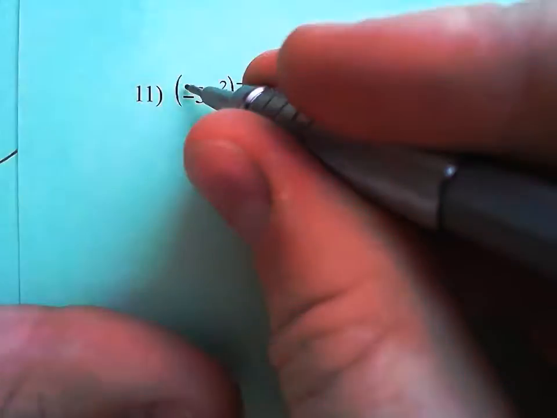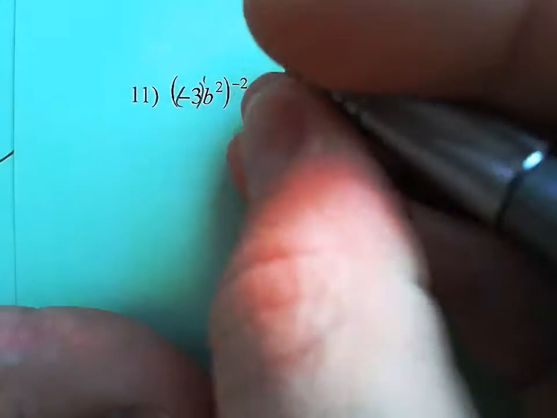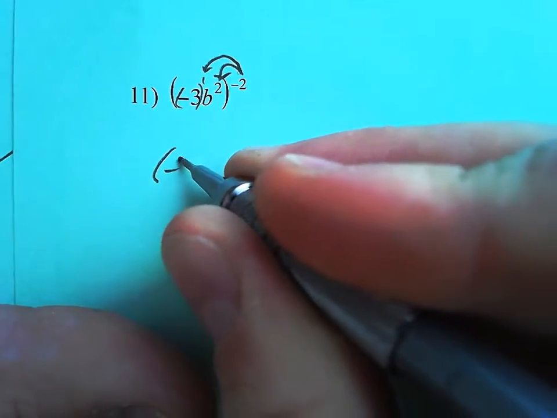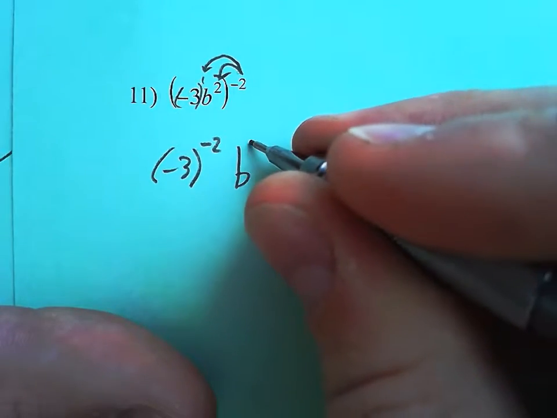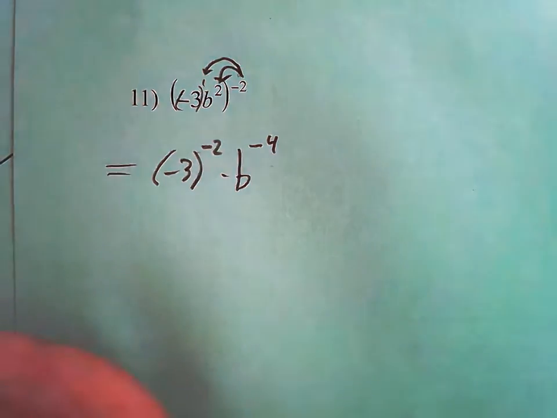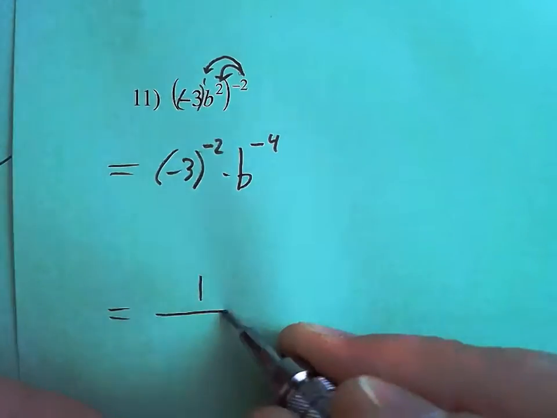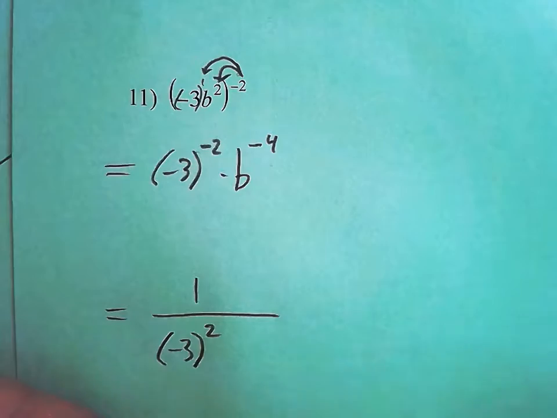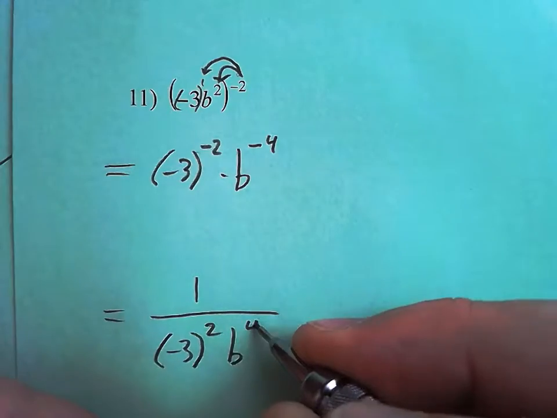Okay, this one, remember that negative 3 is to the first power. I'm going to use the power of a power property, so it's going to be a negative 3 to the negative 2 times b to the negative 4. Negative 3 to the negative 2. That's going to be 1 over negative 3 to the 2. B to the negative 4 is going to be 1 over b to the 4.